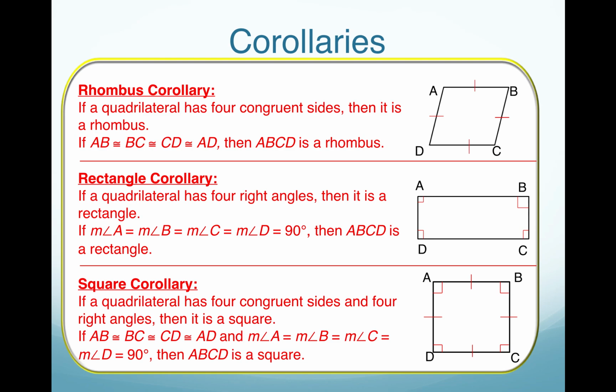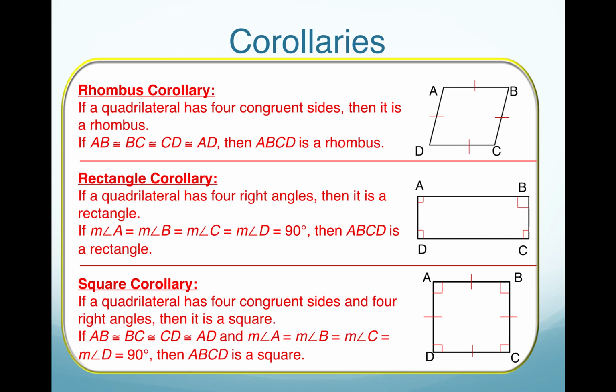And a rectangle corollary: if a quadrilateral has four right angles, then it is a rectangle. So that means measure of angle A is equal to measure of angle B, which is equal to measure of angle C, which is equal to measure of angle D, which is 90. Then that quadrilateral ABCD is a rectangle.